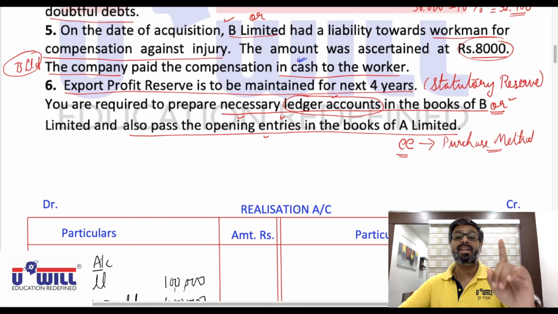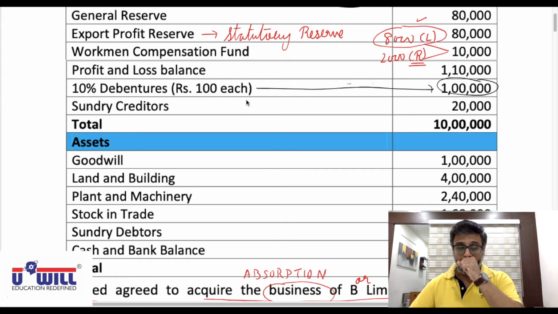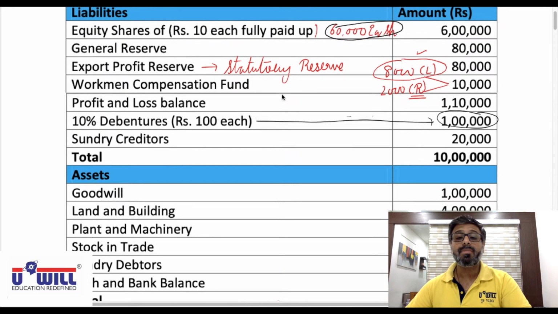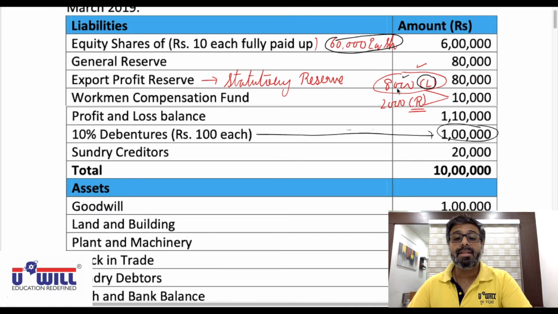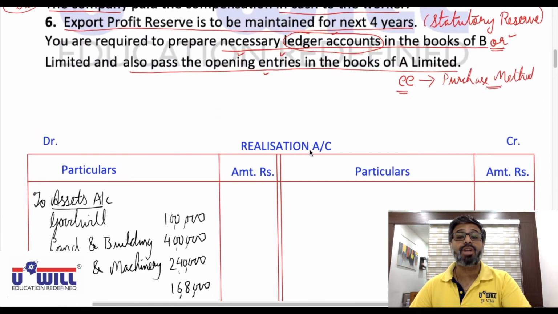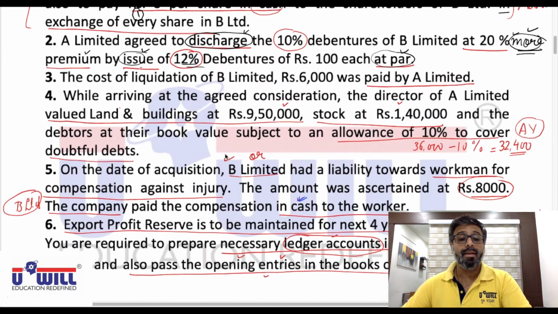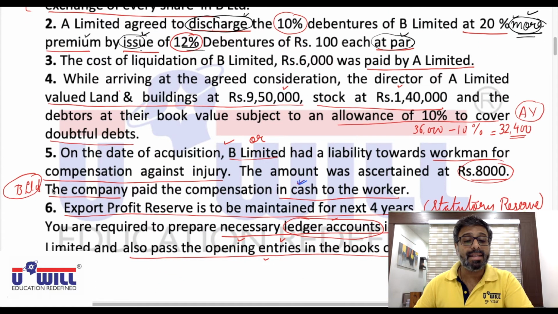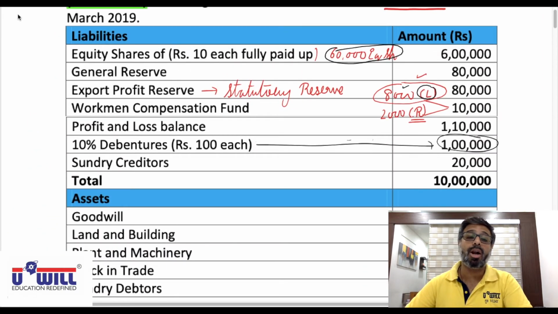Now second entry, after assets, close liabilities. Now here which liabilities do we have? Debentures 1 lakh, creditors 20,000. We have workers' claim of 8,000 as a liability also, but this will not be transferred to realization account because it is not taken over by the transferee company. B Limited itself is paying cash to the worker. A Limited does not take over this liability, so it will not come.